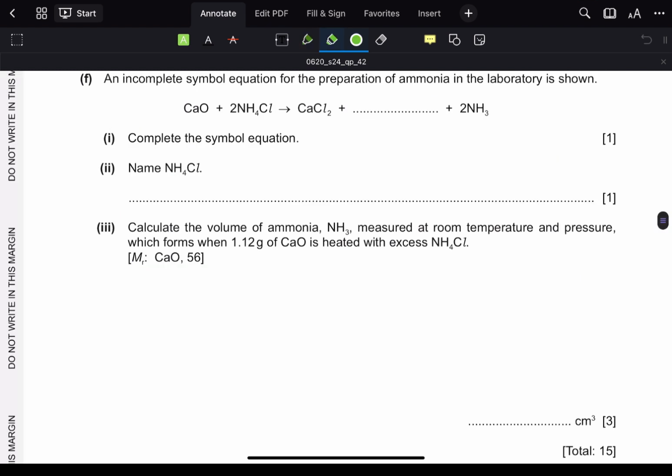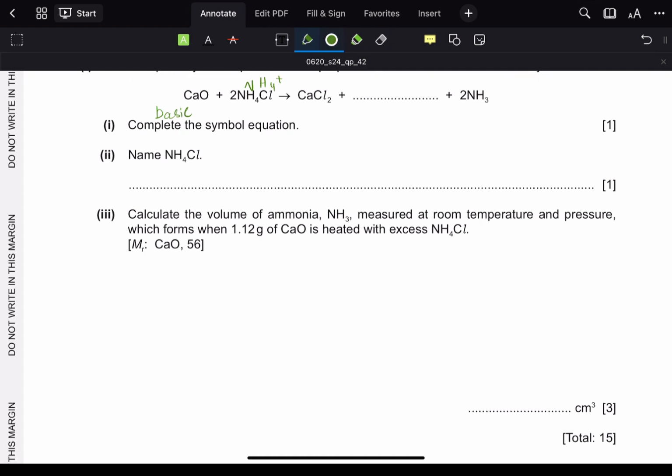Part F. An incomplete symbol equation for the preparation of ammonia in the laboratory is shown. Complete the symbol equation. So in the reactants, we have calcium oxide, which is a metal oxide, meaning it is basic. And we have an ammonium salt, which contains ammonium ions, which behave like a weak acid.